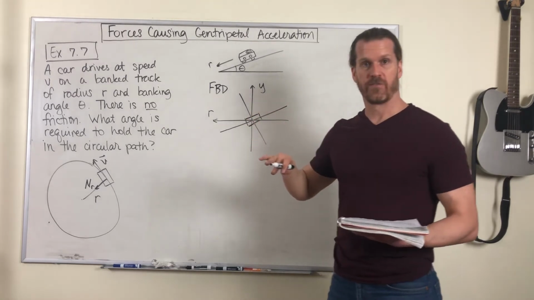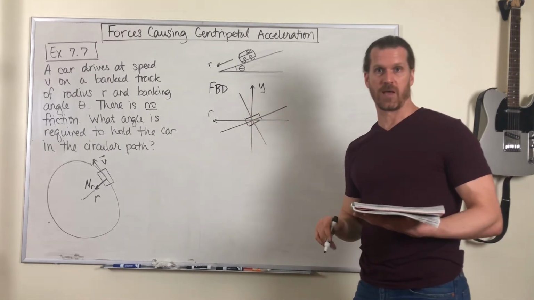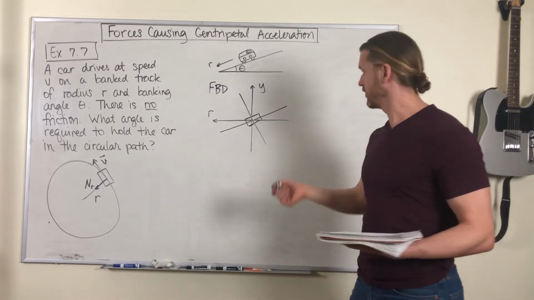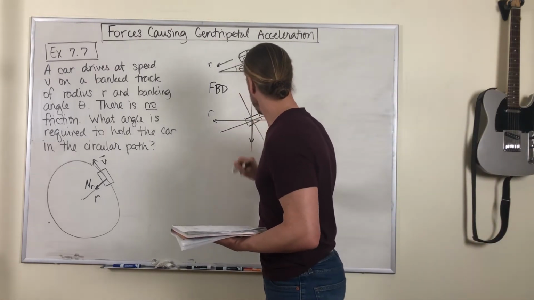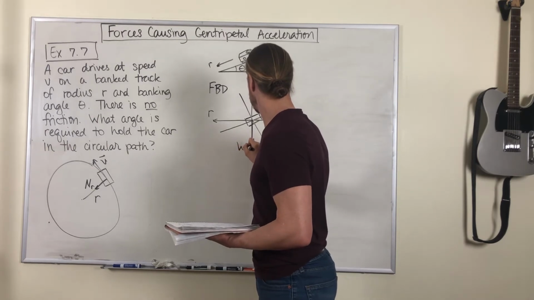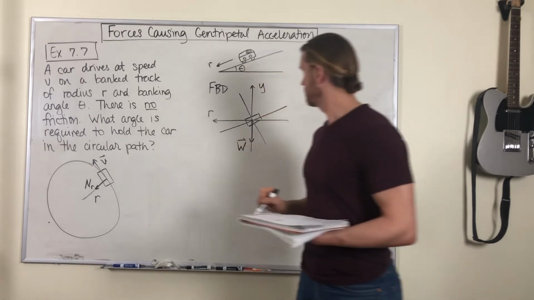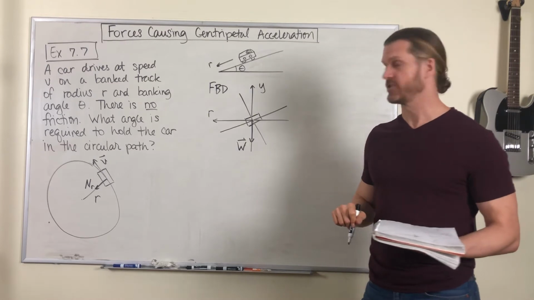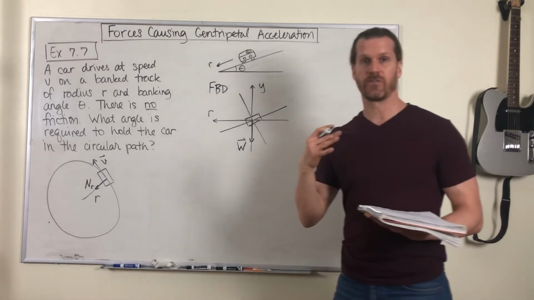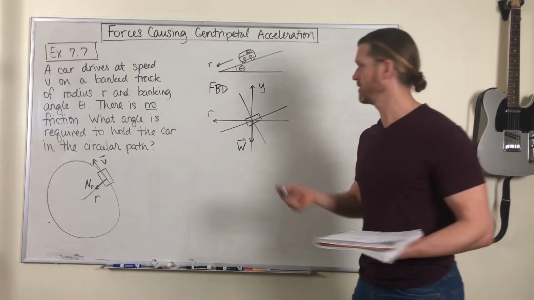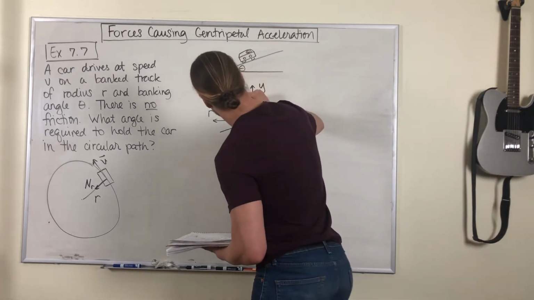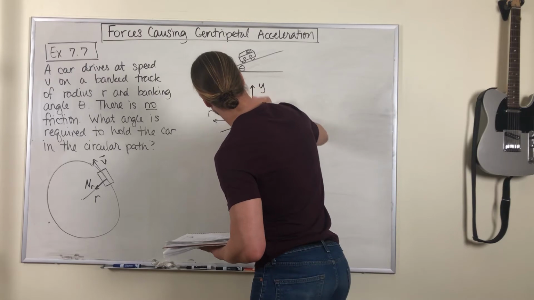Now we'll draw in the forces. There's only two forces happening. It's just gravity and the normal force. As always, gravity points straight down. So gravity is in the negative y direction. And as always, the normal force is normal or perpendicular to the surface, which is the road. So here's the normal force.